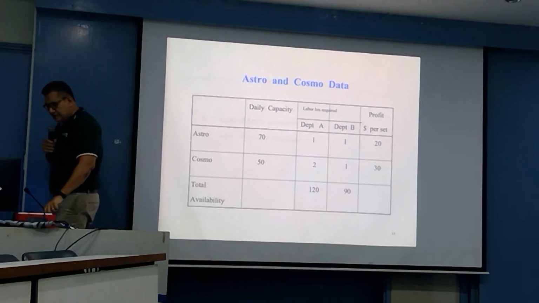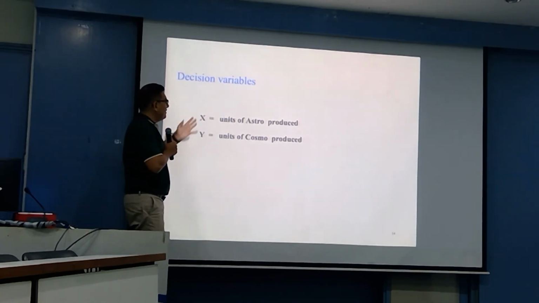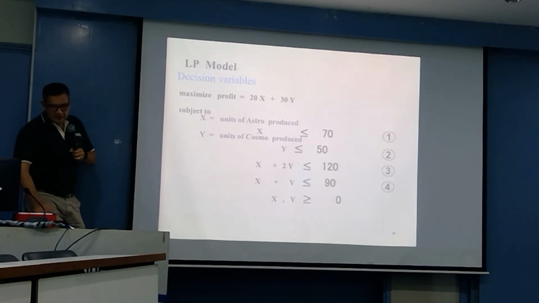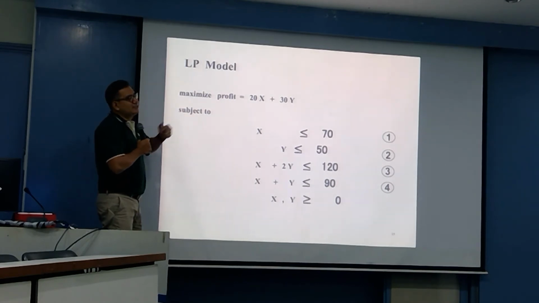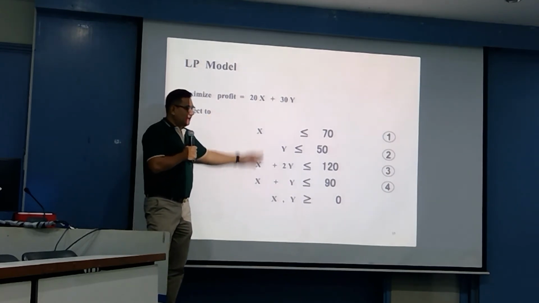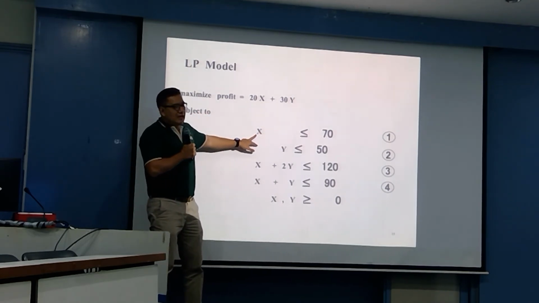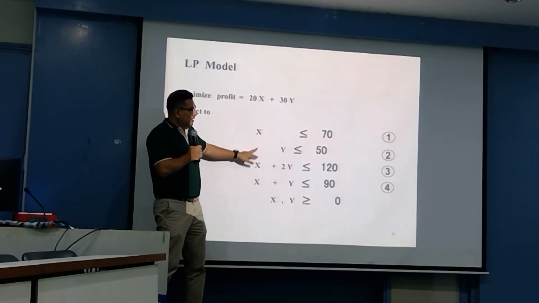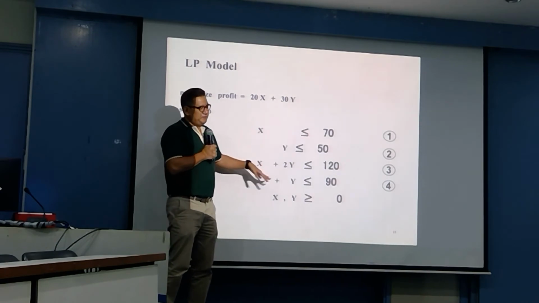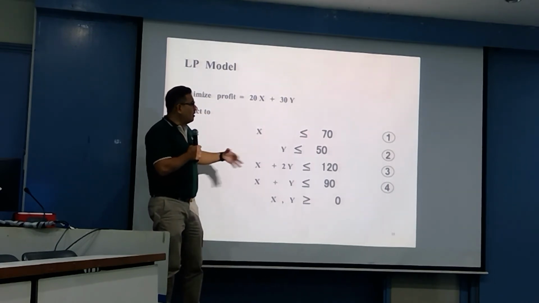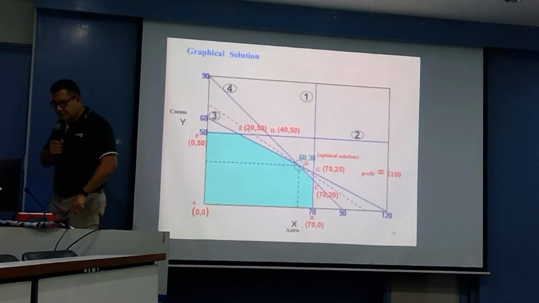So finally, this is the linear programming formulation. Suppose that I use X to be the number of Astro to produce, Y to be the number of Cosmo TV sets to produce. We're going to have the problem of maximization, total profit equal to 20x plus 30y. We will have 4 constraints. The first 2 constraints are regarding the capacity of Astro and Cosmo. The next 2 constraints are regarding the available labor hours for department A and B.